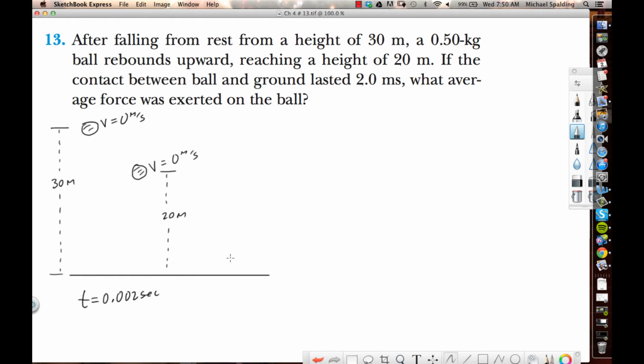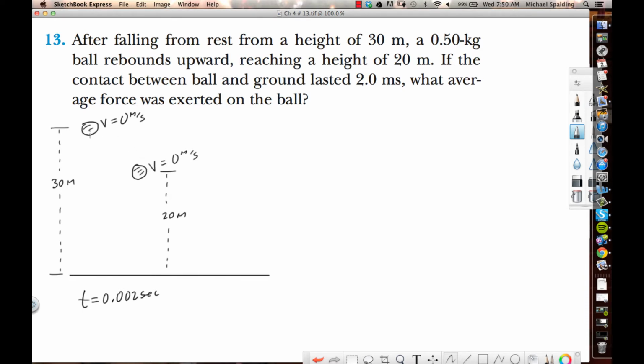All right, so this ball is dropped from rest, and it falls from a height of 30 meters. The mass of the ball is 0.5 kilograms. The ball hits the ground and rebounds upward to a height of 20 meters. And they don't tell us this, but at that new height, what's the velocity?